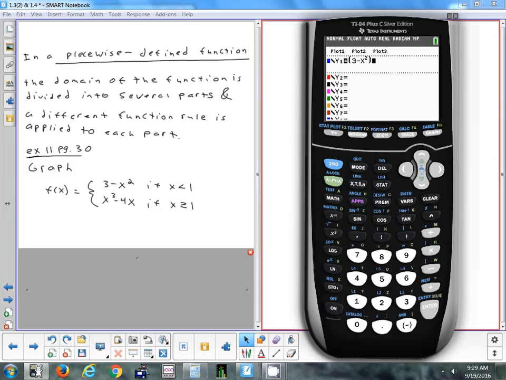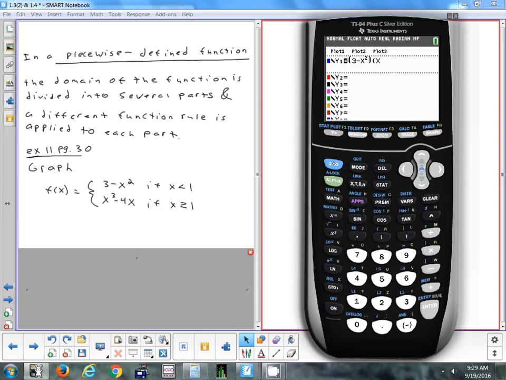But now I only want it to graph that when x is less than 1. So next to it, I have to type in the condition, x less than 1. Okay, so again, put a parenthesis, put x, and now we need to find the less than sign. I'm going to show you where less than is.